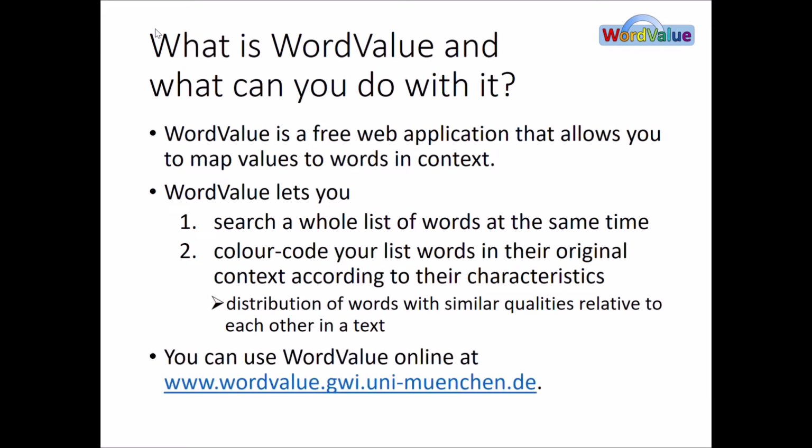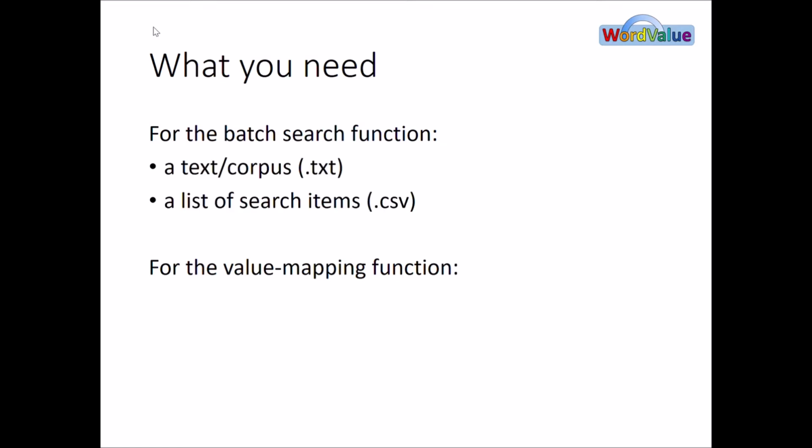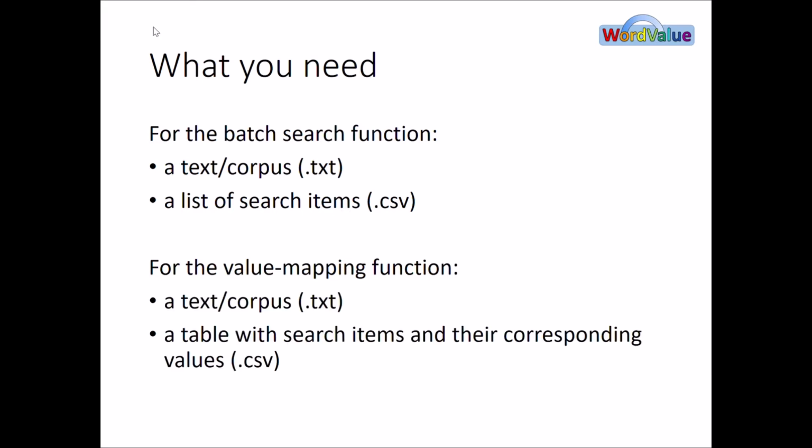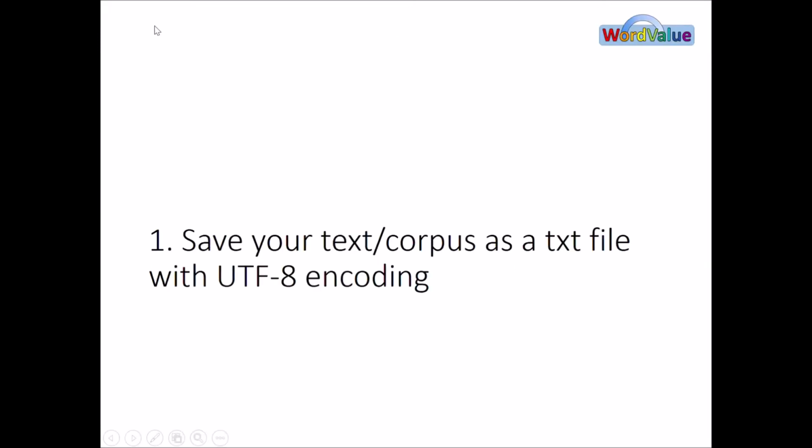You can use WordValue online at www.wordvalue.gwi.unimünchen.de. To use WordValue, you need specific files. For the batch search function, you need a text and a list of search items, and for the value mapping function, a text and a table with search items and their corresponding values. It is important that these files are formatted to specific conventions so that you can use them with WordValue.